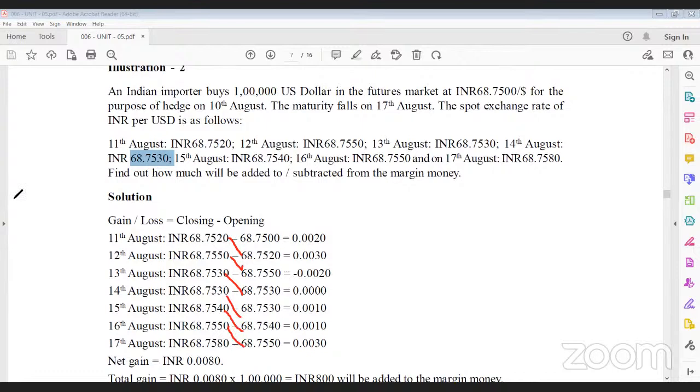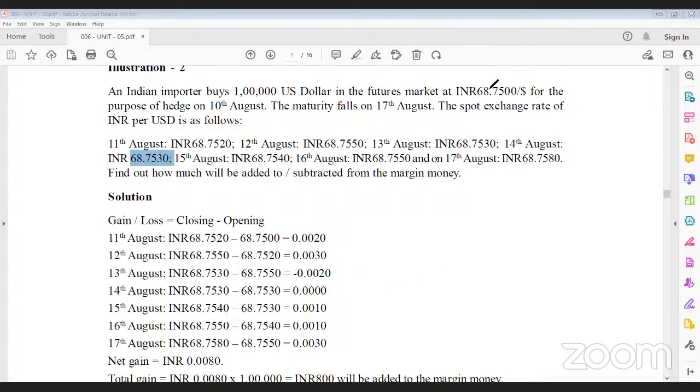Now, the difference between opening and closing, closing minus opening, is considered as gain or loss. If it is negative, we consider it to be a loss. If it is positive, we consider it to be a profit. All right.